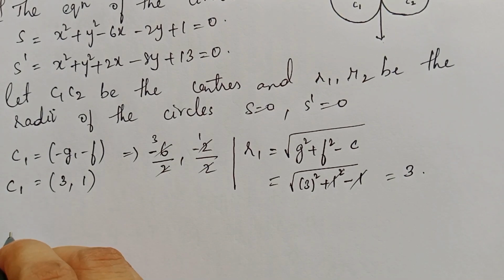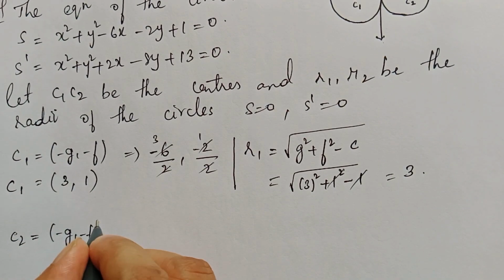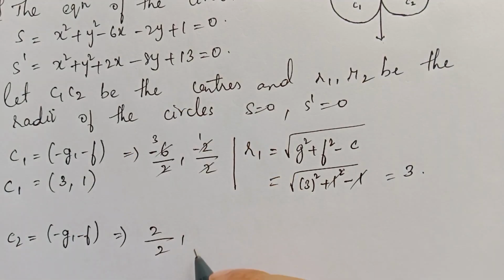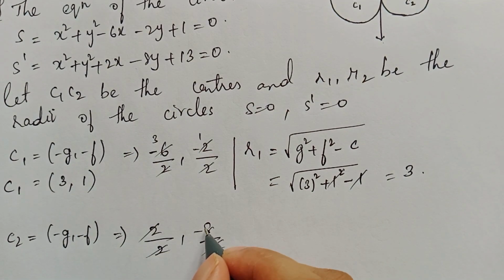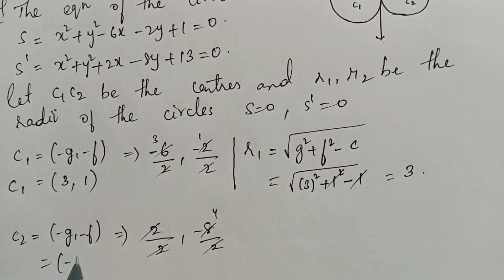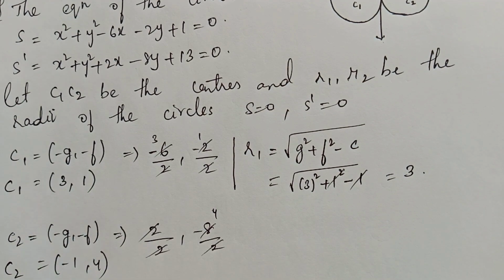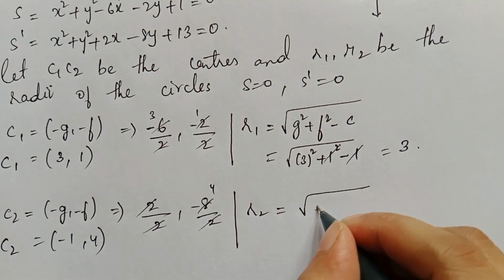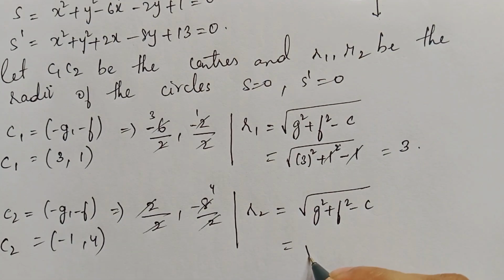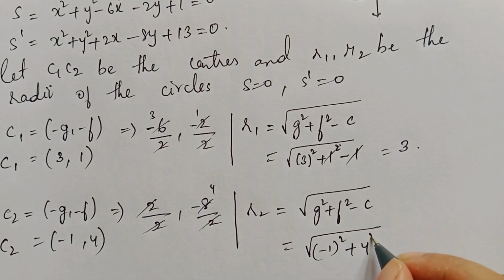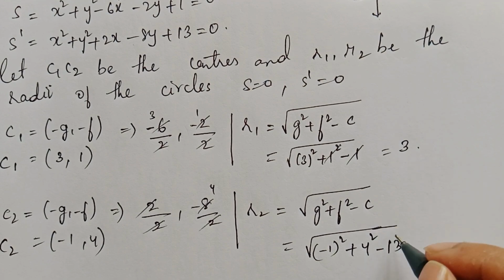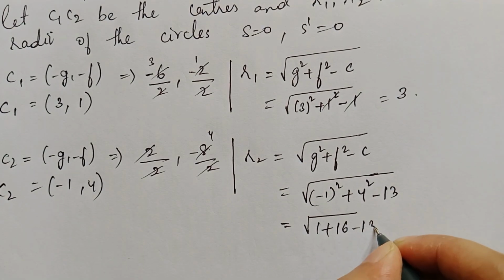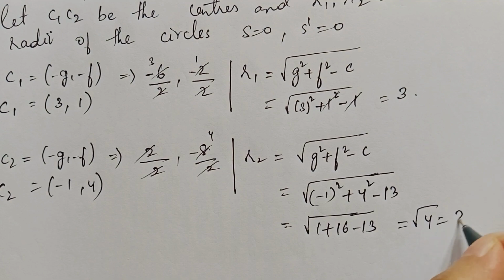Similarly, we get the value of C2. C2 is equal to minus g comma minus f, which is 2 by 2 comma minus 8 by 2. So it is negative of minus 1 and positive 4, so C2 is (-1, 4). Now we find R2, which is root of g square plus f square minus c, equal to minus 1 square plus 4 square minus 13, which is root of 1 plus 16 minus 13, which is root 4, which equals 2.